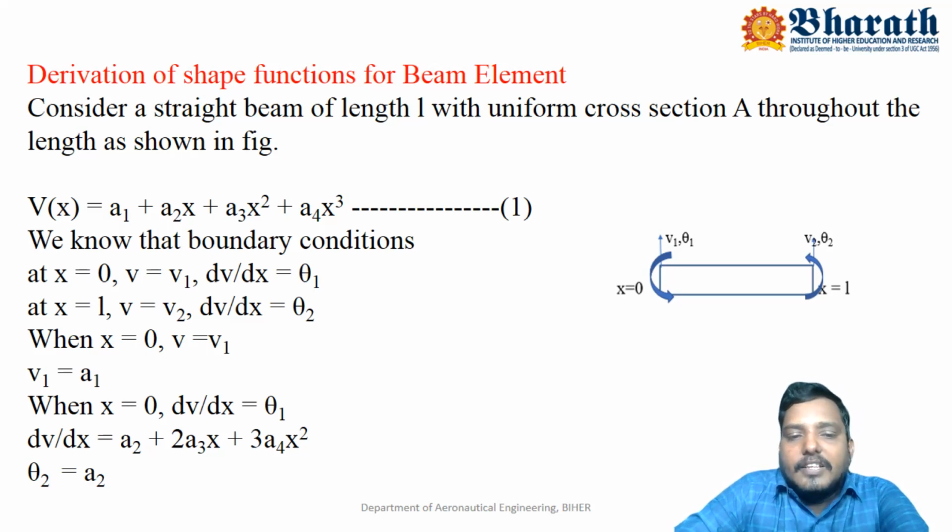Similarly, we apply the second boundary condition, when x equal to 0, then dv by dx equal to theta 1. That means equation 1 differentiated with respect to x, dv by dx equal to a2 plus 2a3x plus 3a4x square. In that equation, we apply the boundary condition, that means x equal to 0, then we substitute dv by dx equal to theta 1. We obtain theta 1 is equal to a2.